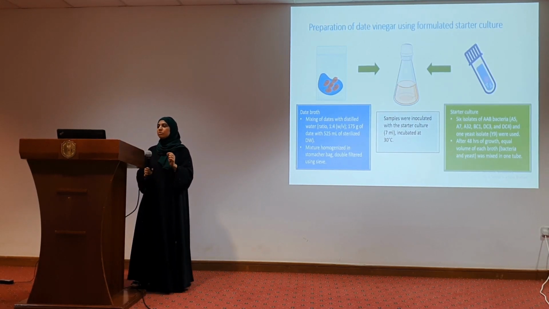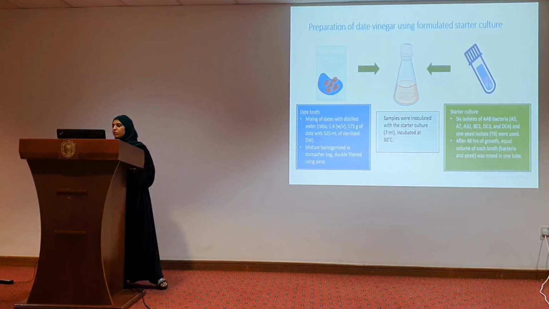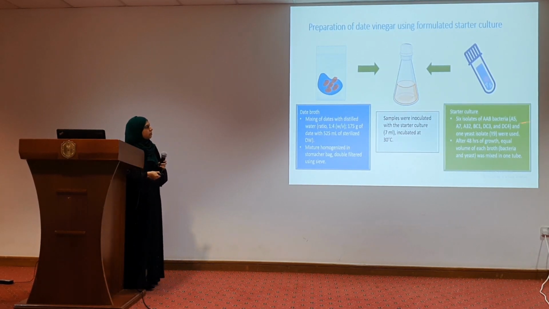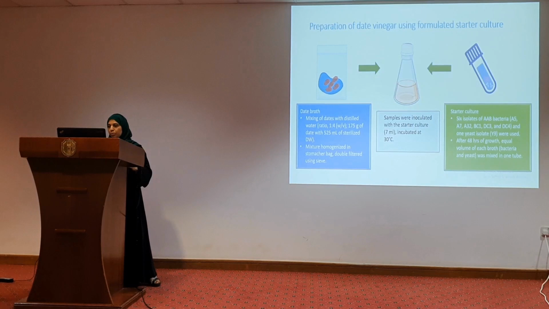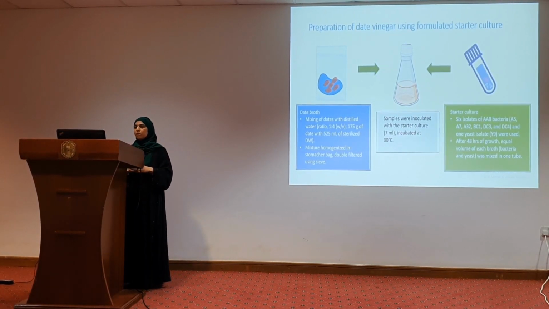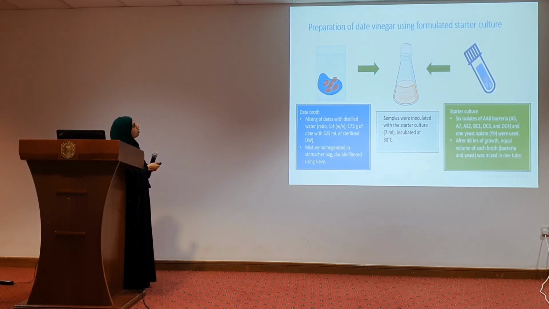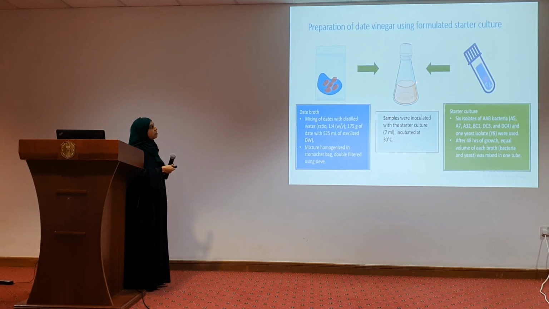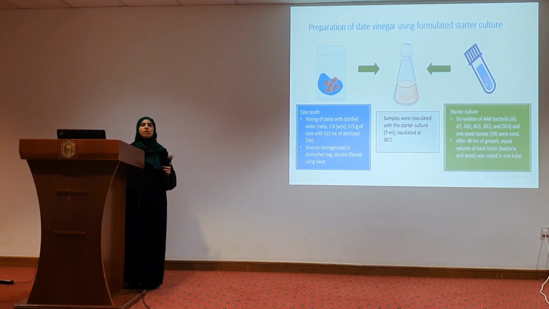We used the yeast Saccharomyces cerevisiae in all of the starter cultures, and we used the bacteria, which are Gluconobacter and Acetobacter, for production of three types of starter cultures. The first one contains both Acetobacter and Gluconobacter, then one contains only Gluconobacter, and the third contains only Acetobacter, of course all of them with the yeast. Then we prepared the date broth, homogenized it, added the starter culture, and did the fermentation. This time we did the fermentation only within 4 days, and not 10, 20, 30, or 40 days, to check the concentrations of ethanol, acetic acid, and methanol.